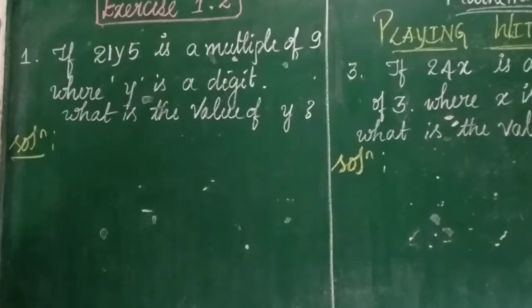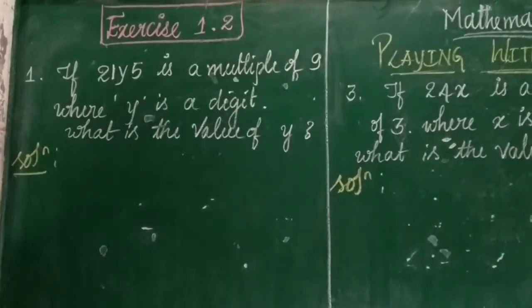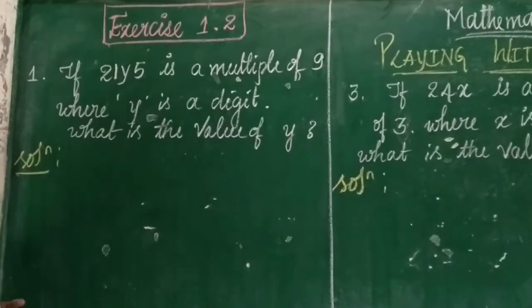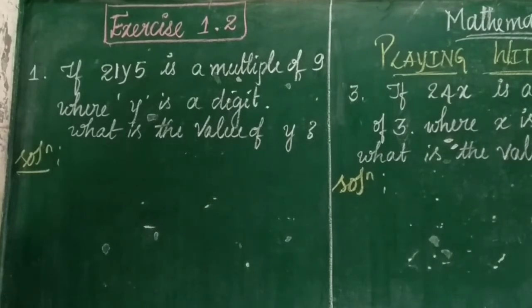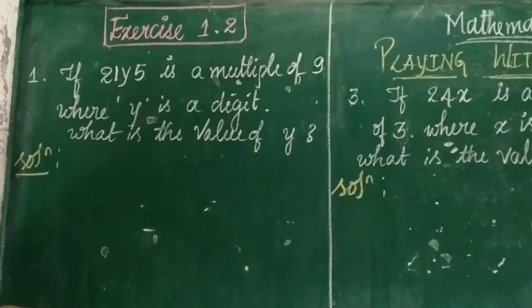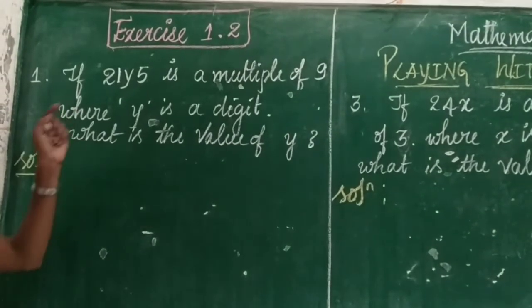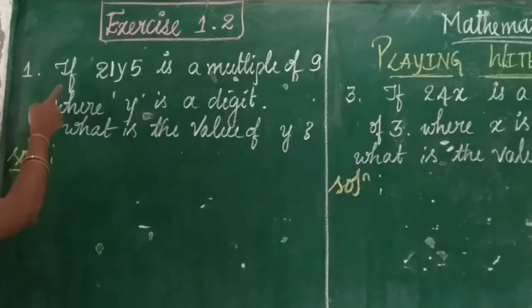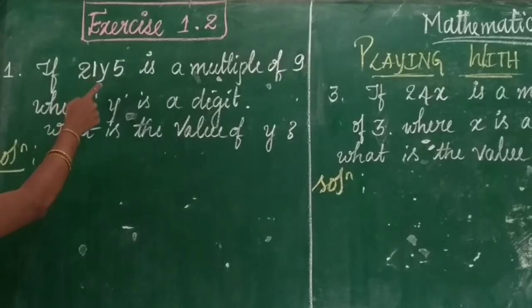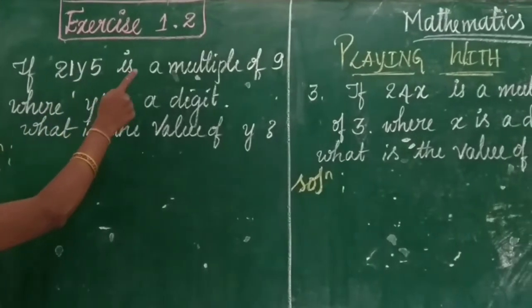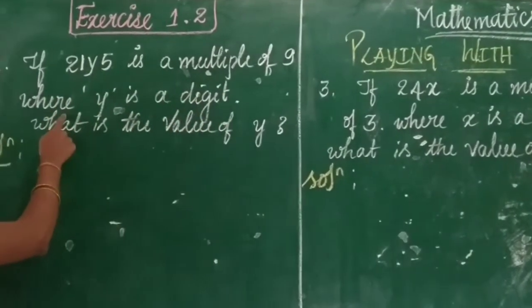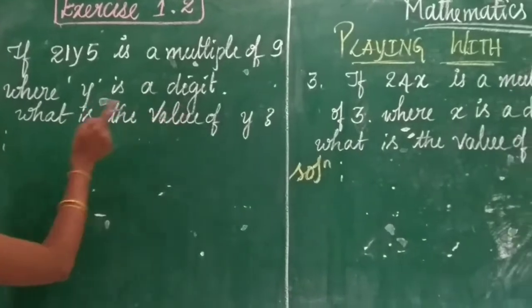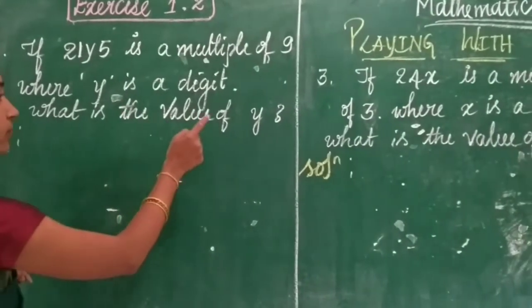Students, till now we solved some problems based on divisibility by 9 and 3. Now let's come to our exercise problem. Exercise 1.2. In this exercise, the first problem is: if 21y5 is a multiple of 9 where y is a digit, what is the value of y?